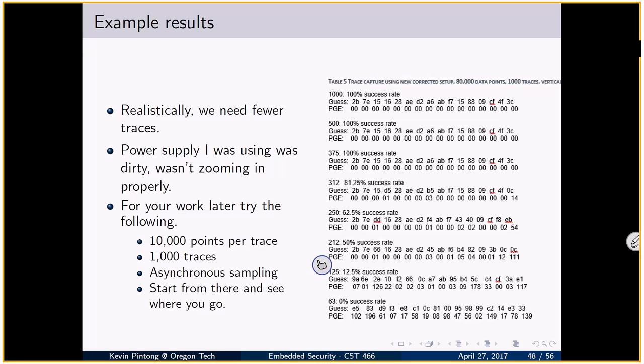You're going to work through this yourself in this class. For your work later, start with the following: 10,000 points per trace, 1,000 traces, asynchronous sampling, obviously because we don't have synchronous sampling equipment available for everyone. Again, this would be group work, so 2 to 3, maybe 4 people working together. Obviously pick someone on the same campus.